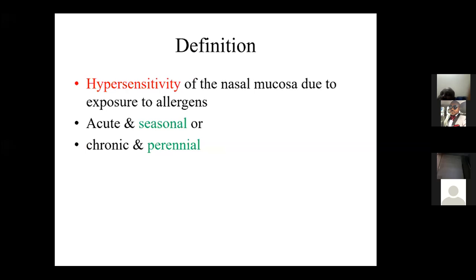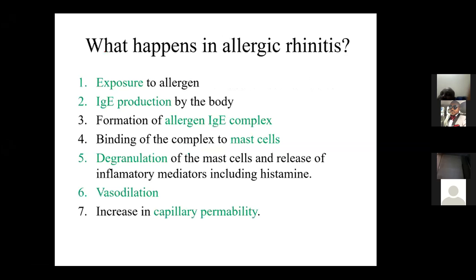Allergic rhinitis is a hypersensitivity reaction of the nasal mucosa due to exposure to allergens. It could be acute, seasonal, or even chronic or perennial, that's lasting throughout the year. Now, in allergic rhinitis, there's an exposure to allergens, either dust particles, leaves, or sand particles. This can trigger immunoglobulin E production in the body.